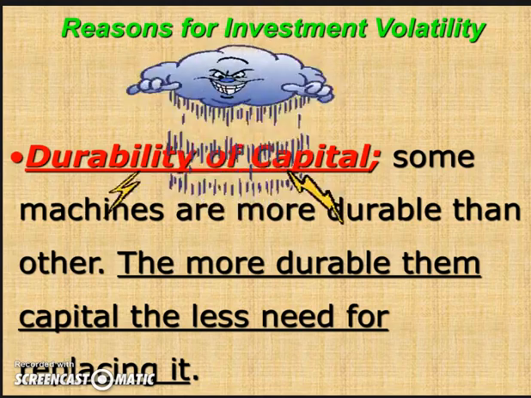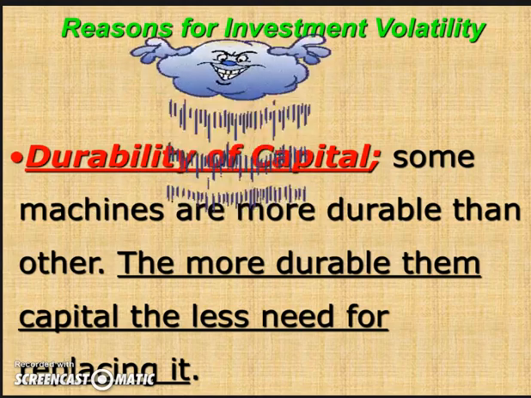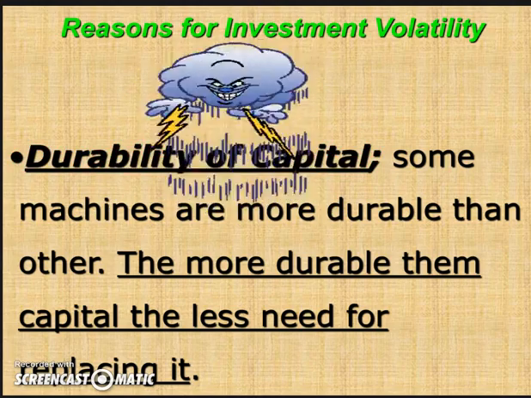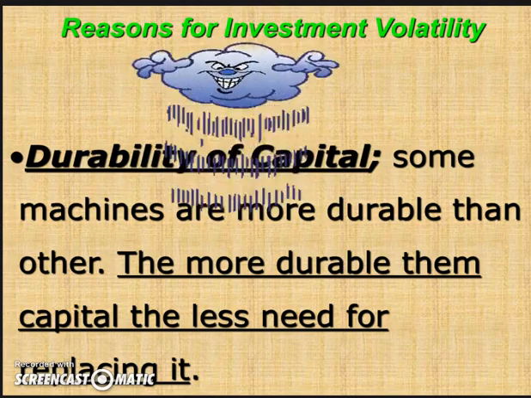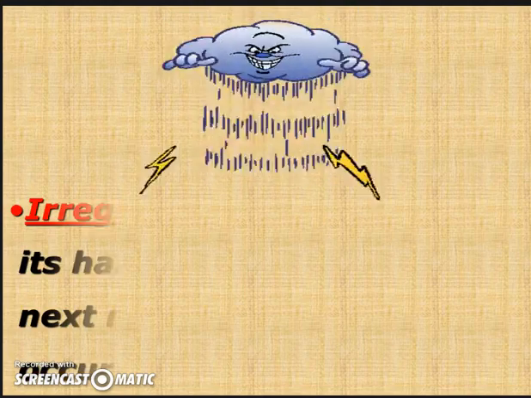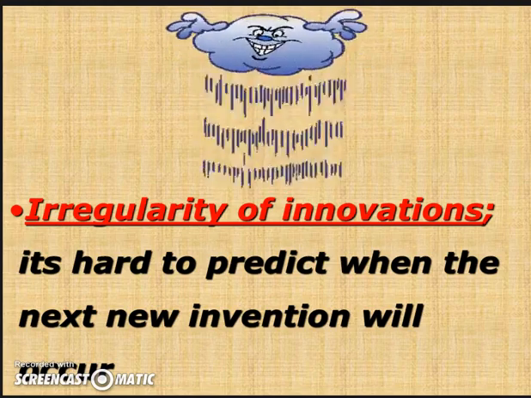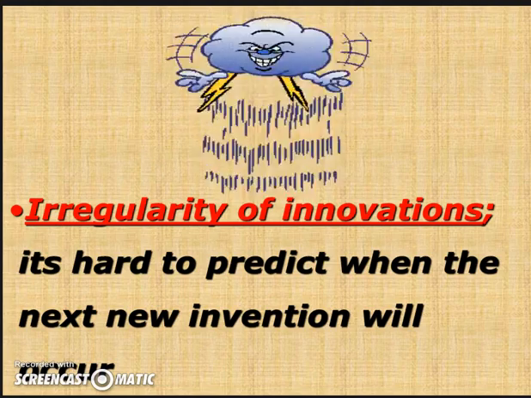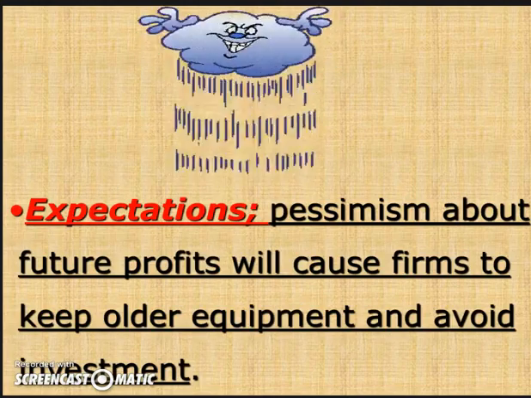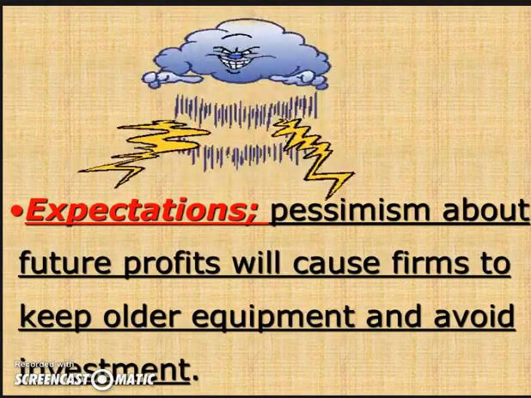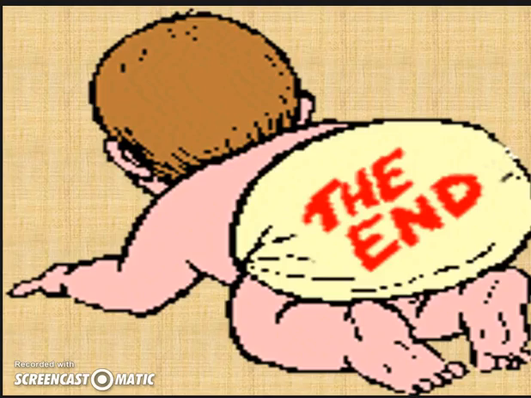The D is for durability of capital. Some machines are more durable than others. The more durable the capital, the less need for replacing it. The I is irregularity of innovations. It's hard to predict when the next new invention will occur. The E is expectations. Pessimism about future profits will cause firms to keep older equipment and avoid investment. Boom.